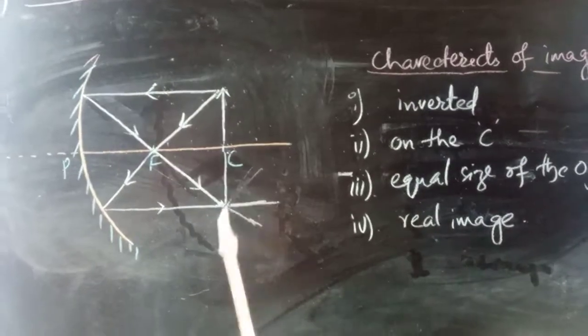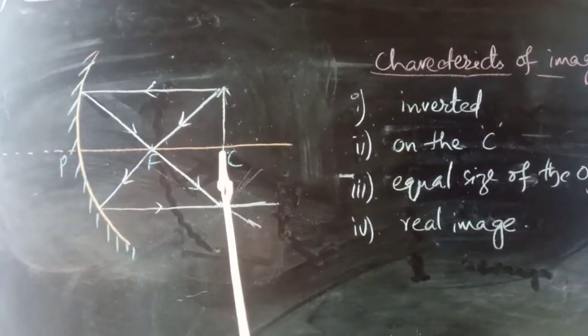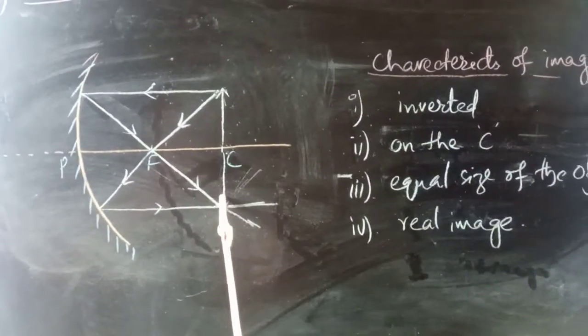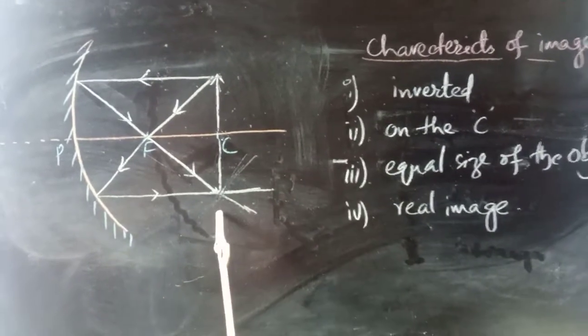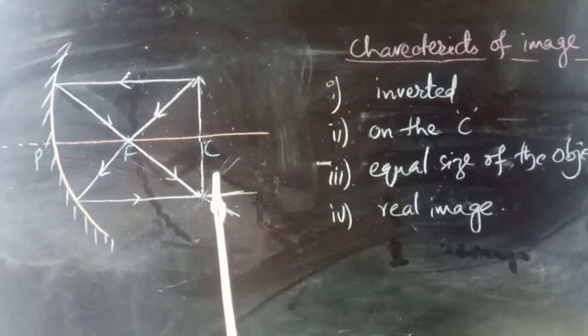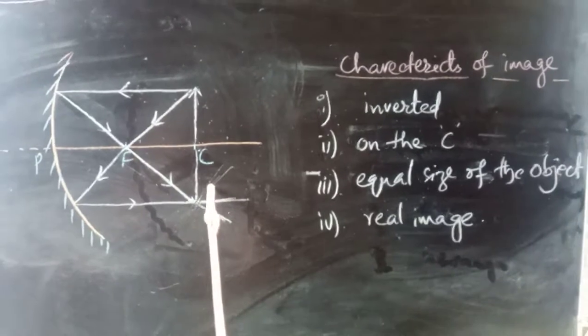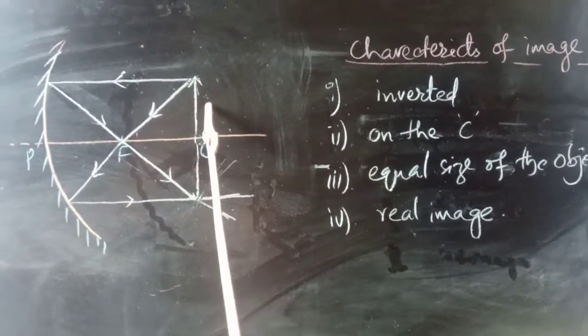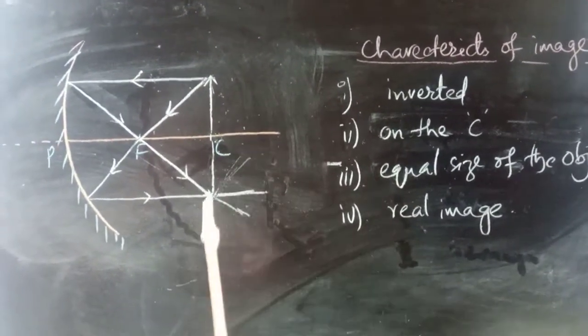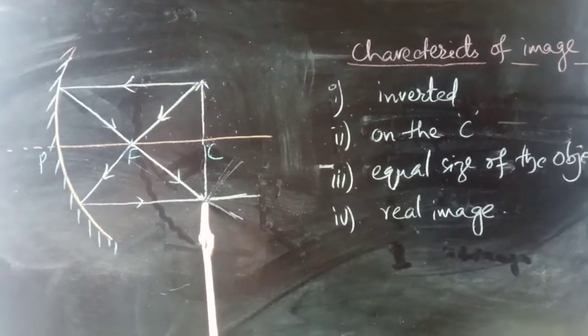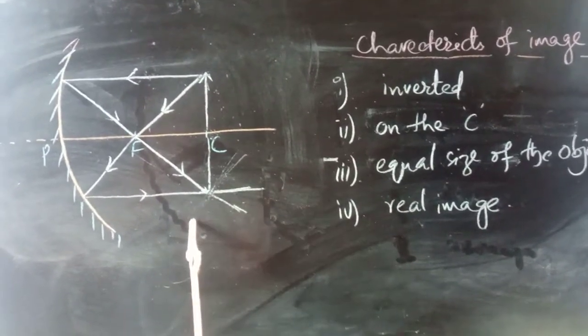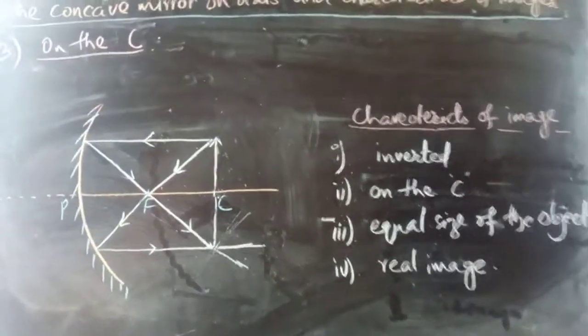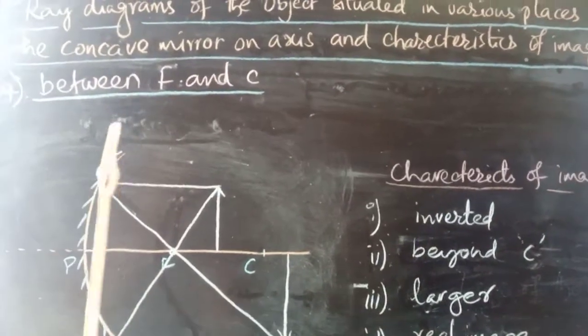So it is inverted, and the second characteristic is that it is on the C, at the center of curvature, and the third one is the same size, the image is equal in size to the object, and the fourth one is you can catch the image, that's why it's a real image. Okay, so the fourth characteristic is the real image. So this is the fourth situation.